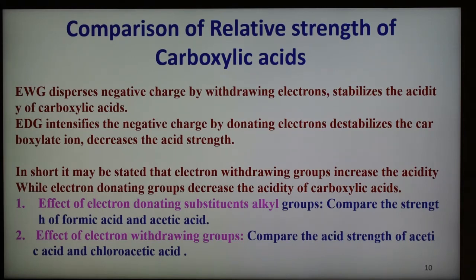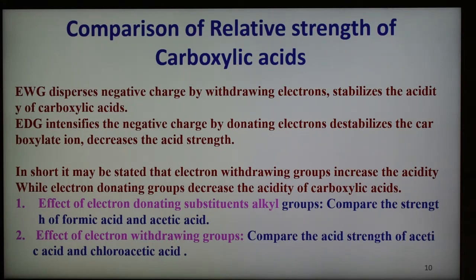This is because of the plus I effect. The methyl group, because of its plus I effect, intensifies the negative charge on the acetate ion and therefore destabilizes it relative to the formate ion. Therefore, formic acid is a stronger acid as compared to acetic acid. So the methyl group present here is the reason formic acid is stronger and acetic acid is a weak acid.